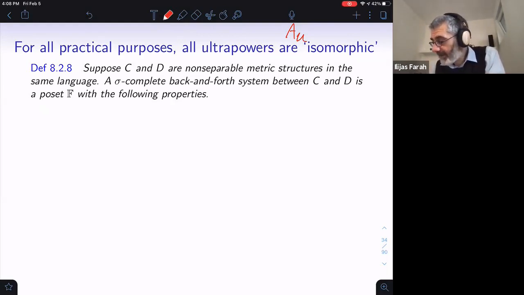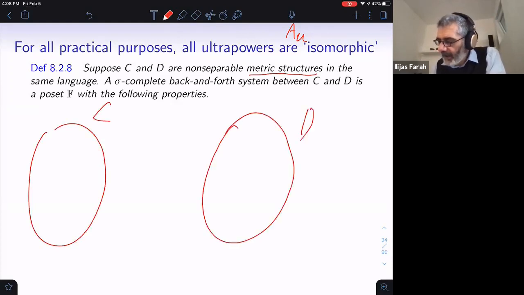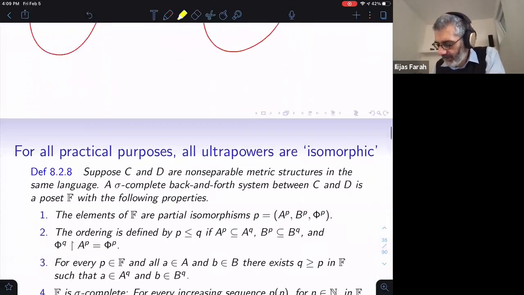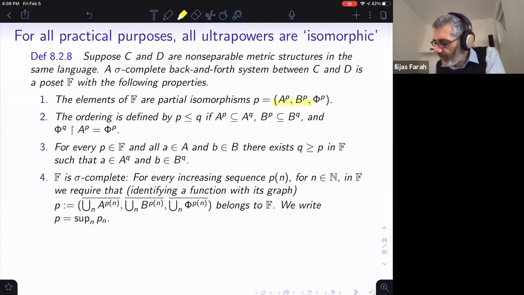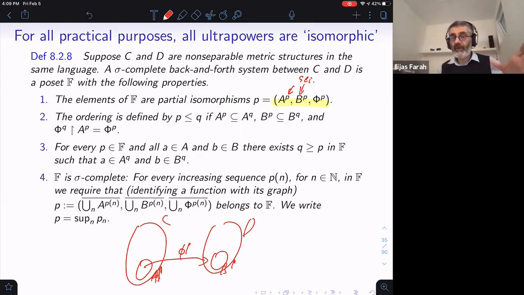So we have two non-separable metric structures. Just think C-star algebras here, it doesn't really matter. So here, C and D. Here is the key notion, a sigma-complete back-and-forth system between C and D. This is really the thing. So it is a poset which has a whole bunch of properties. And here they are. Its elements are partial isomorphisms. Now what that means is, here is C, here is D. A_P is separable, B_P is separable here, and phi_P is an isomorphism between them. So think of elements of F as separable attempts to construct an isomorphism.